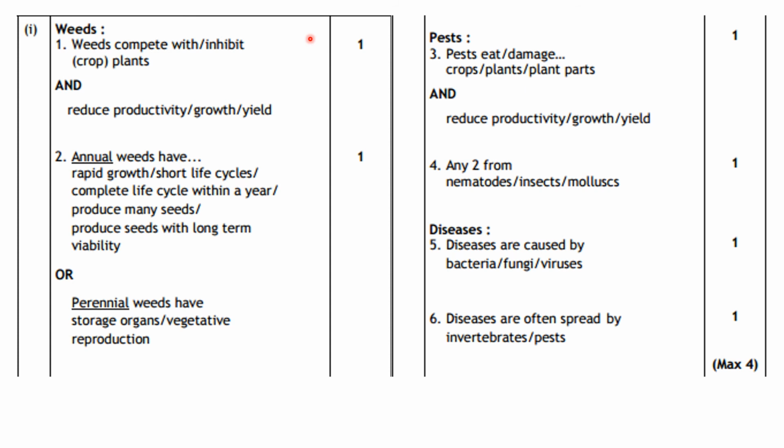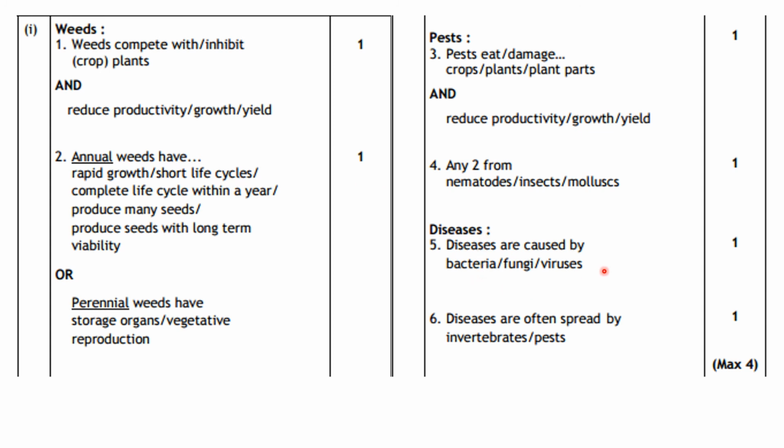Then getting into specifics. First of all, you can talk about annual weeds, and you need one characteristic of them, like rapid growth. Or you would get a mark if you talked about perennial weeds, and you need to say that perennial weeds have storage organs or carry out vegetative reproduction. Then what the problem with the pests is, so the way in which they reduce productivity is by eating the plant or damaging it. And if you have two examples, then you also get a mark there. And if you've got everything up to this point, then you've got your 4.